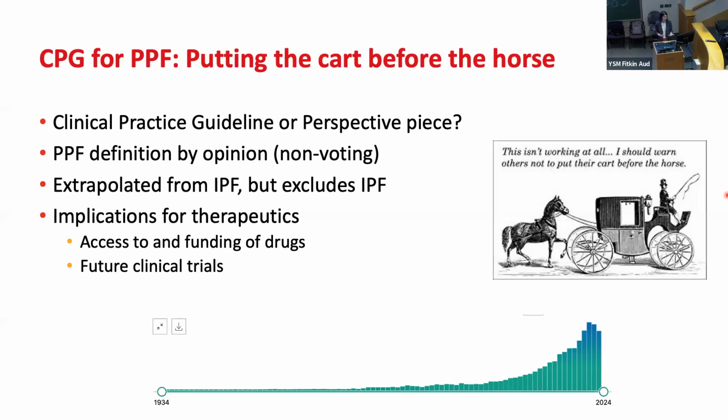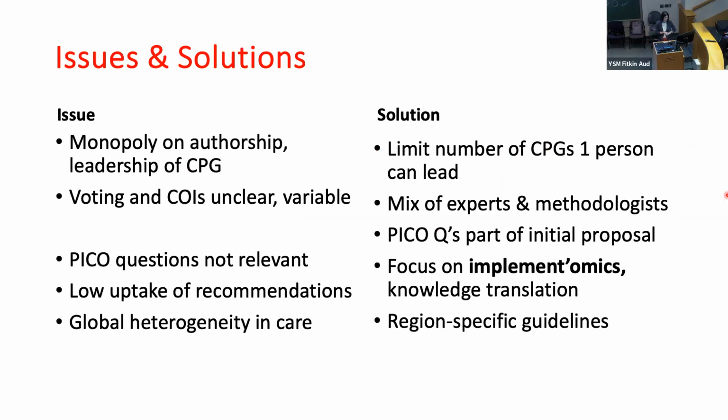And I think that's really problematic because it holds a lot of weight in our field and for our colleagues and our patients worldwide. A lot of these estimates and definitions were extrapolated from IPF, but they exclude patients with IPF. And I think it probably has implications. Pretty big implications. So I like clinical practice guidelines. I think they're very important, but there are some issues.